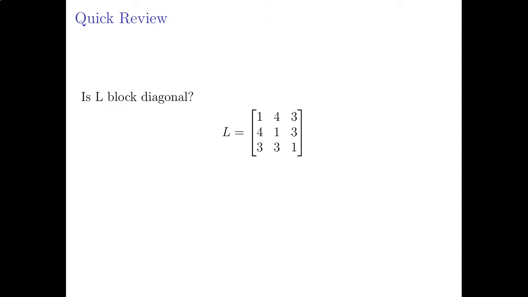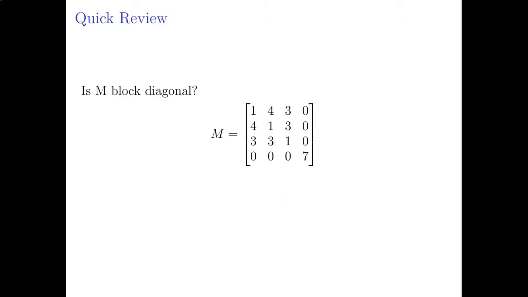Is L a block diagonal matrix? No, it's not, because you can't partition it into blocks. What about this one? Is M block diagonal? Yes, it is, because we can take this upper thing of 9, and that is the upper left block, and then the lower right block is just this single element 7, and everything not in one of those diagonal blocks is 0. So you can think about it as partitioning with a line right there and a line right there. And we do in fact have a square guy up here, a square guy down here. Everything not in one of those blocks is a 0.